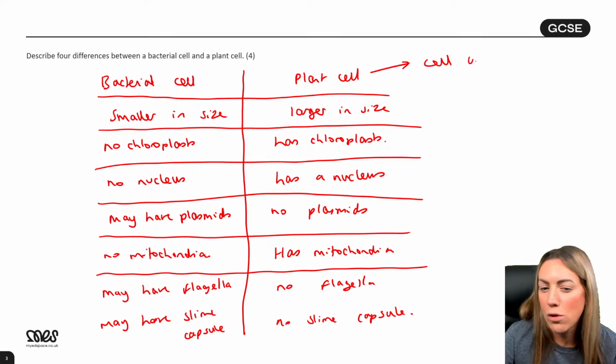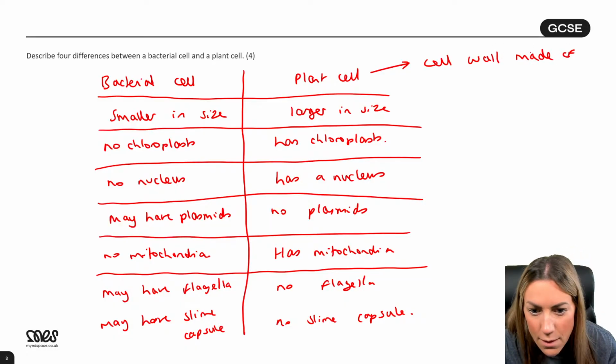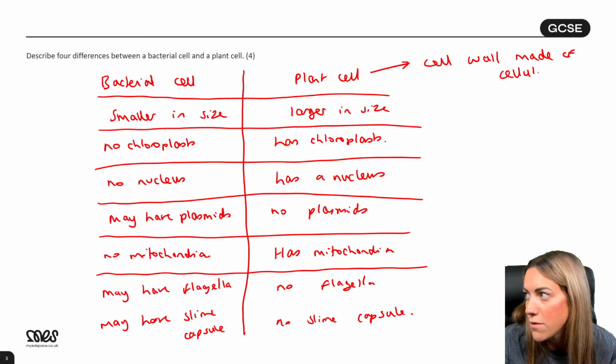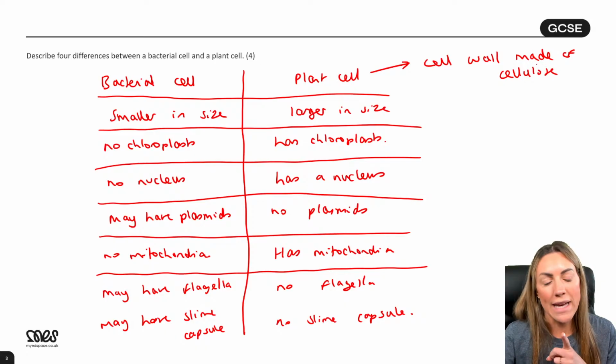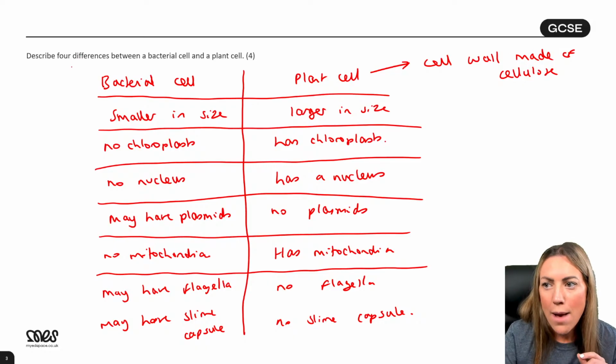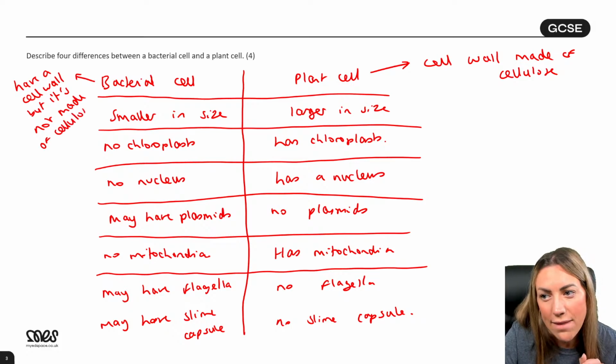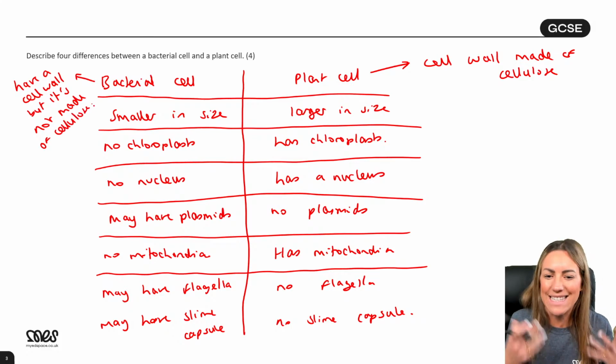What is a plant cell wall made of? We should know this. Perfect. Cellulose. Now, we need to be super careful here because bacterial cells also have a cell wall. So that is not a difference, but you could have got a mark for saying they have a cell wall, but it's not made of cellulose. You could have said that. I doubt you would have done, but yeah, it's a different substance, isn't it?